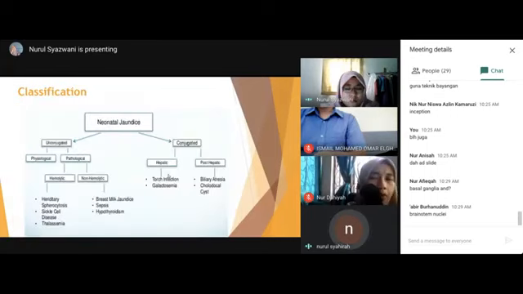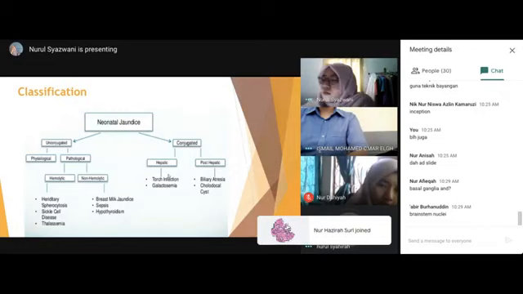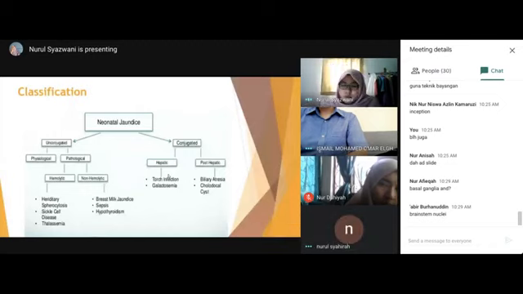Okay, so neonatal jaundice can be classified into two: unconjugated and conjugated. For the unconjugated, we have physiological and pathological. For pathological, we have hemolytic and non-hemolytic. Hemolytic causes include hereditary spherocytosis, sickle cell disease, and thalassemia. The non-hemolytic causes are breast milk jaundice, sepsis, and hypothyroidism. The conjugated can be divided into hepatic and post-hepatic causes. Hepatic causes include TORCH infection and galactosemia. Post-hepatic causes include biliary atresia and choledochal cyst.